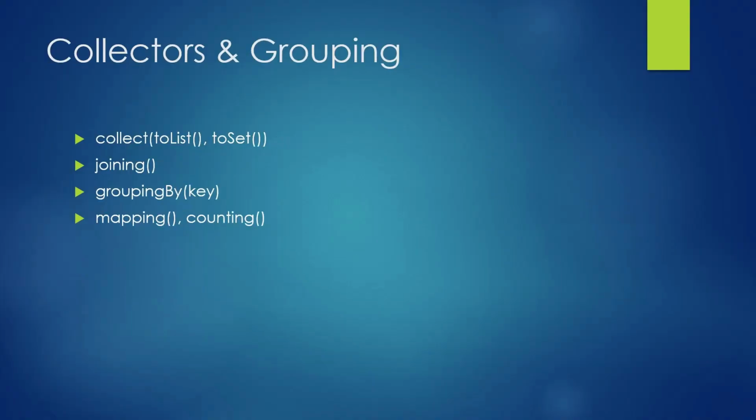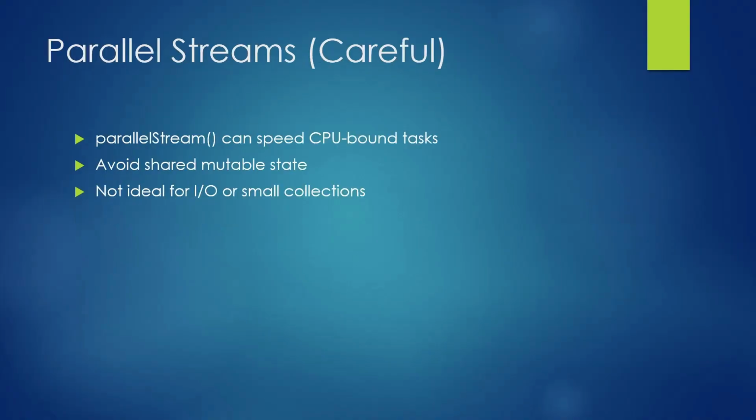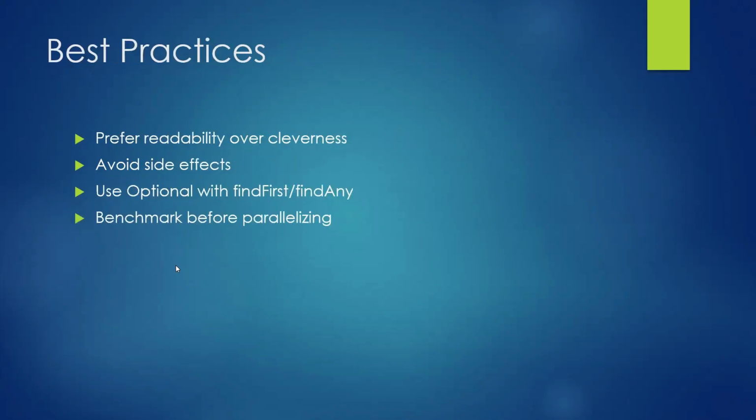Then you have collectors and grouping. So you have collect, joining, groupingBy, which is very similar to what you would see in SQL, mapping, counting. And we have parallel streams. Parallel streams allow us to execute multiple streams in parallel, so essentially it allows multi-threading, with different threads. It avoids mutable state, but it's not ideal for input-output or small collections.